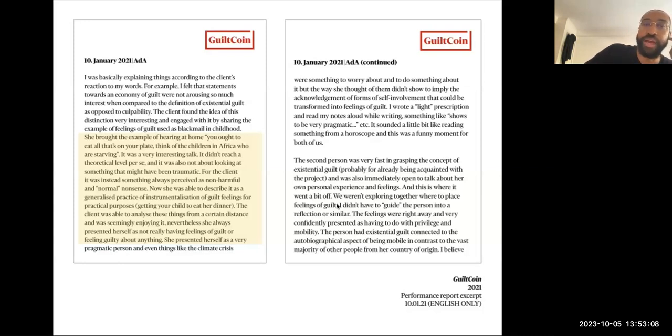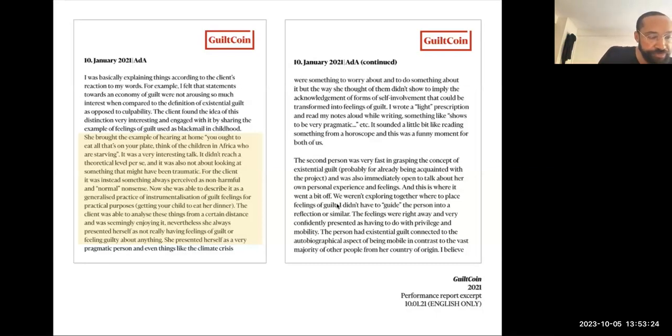The client was able to analyze these things from a certain distance and was seemingly enjoying it. Nevertheless, she always presented herself as not really having feelings of guilt or feeling guilty about anything. She presented herself as a very pragmatic person, and even things like the climate crisis were something to worry about.